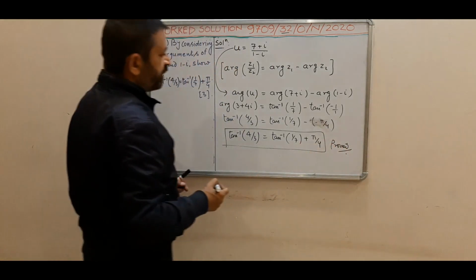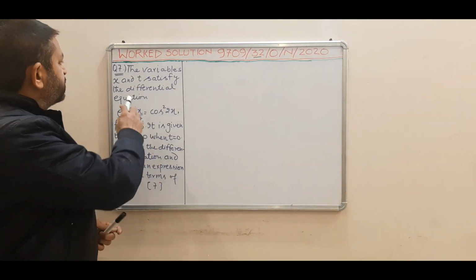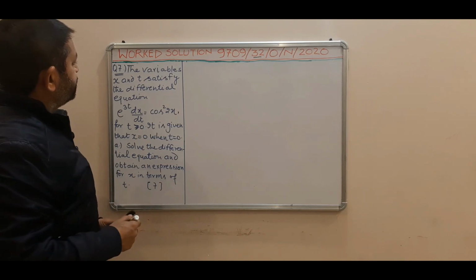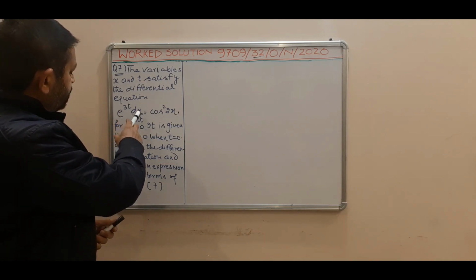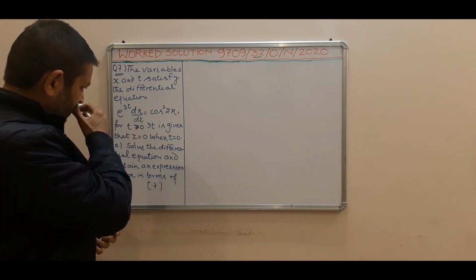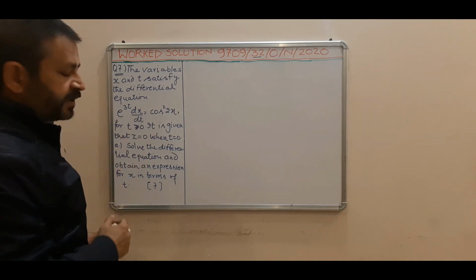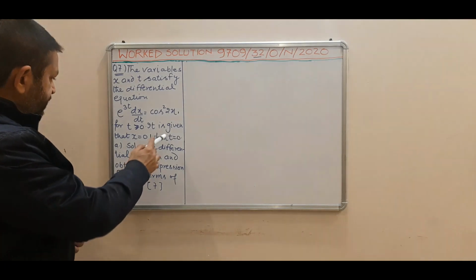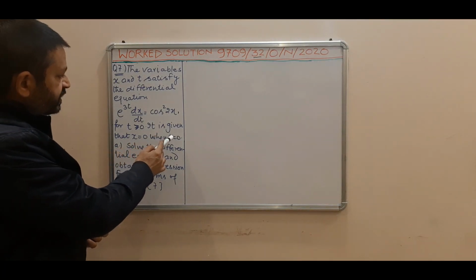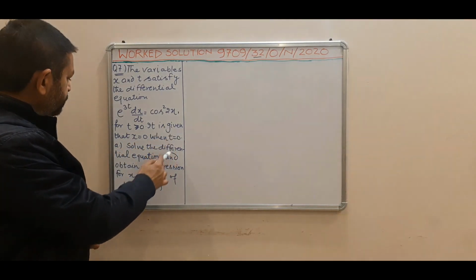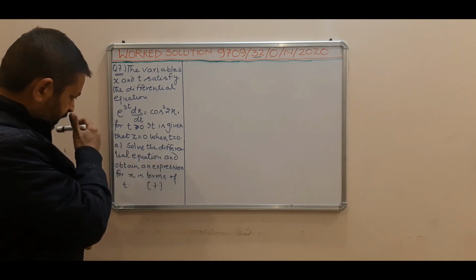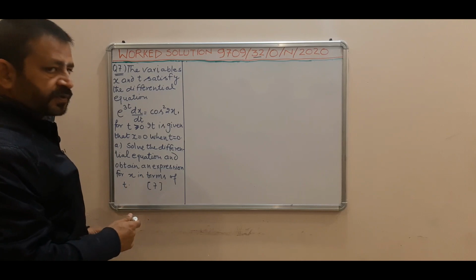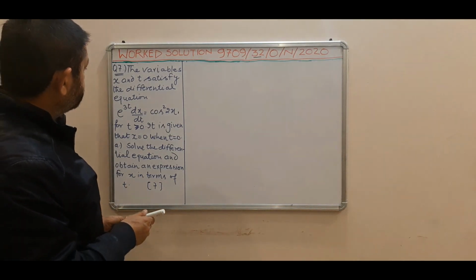It's for 3 marks. Question number 7. The variables x and t satisfy the differential equation e raised to 3t dx upon dt is equal to cos square 2x for t greater than or equal to 0. It is given that x is equal to 0 when t is equal to 0. First part is: solve the differential equation and obtain an expression for x in terms of t. This question carries 7 marks.